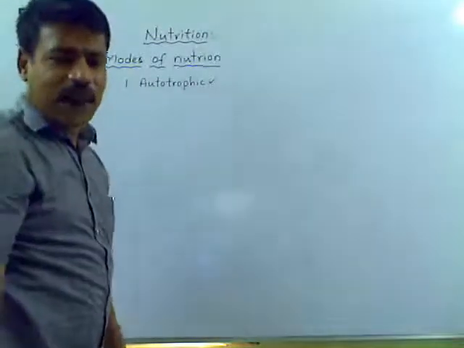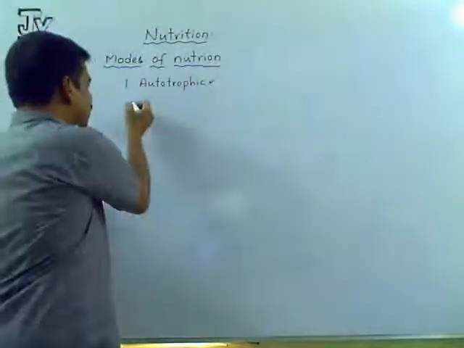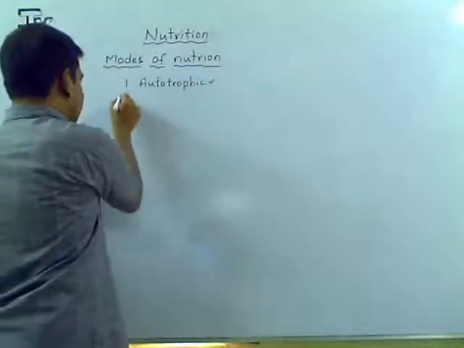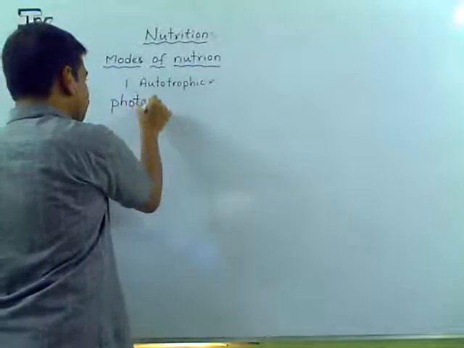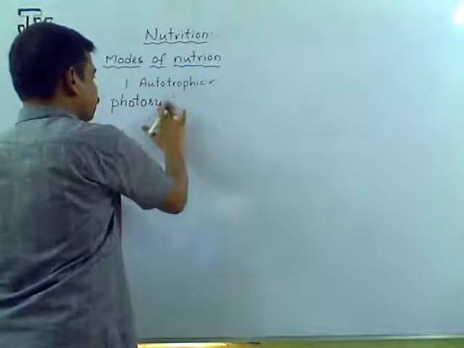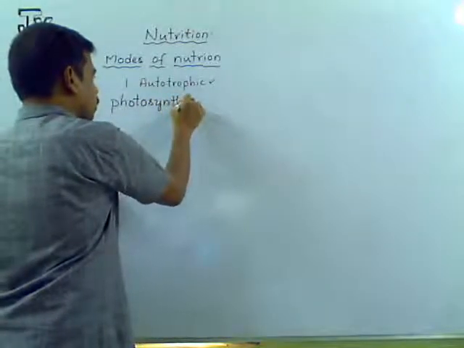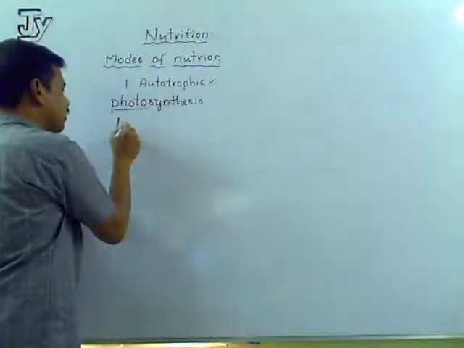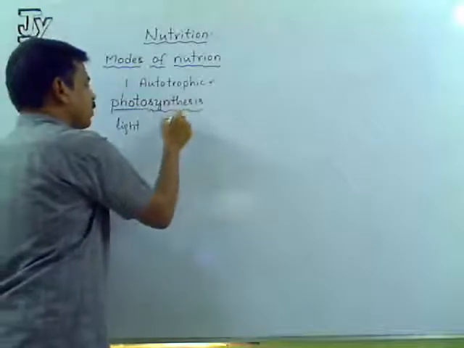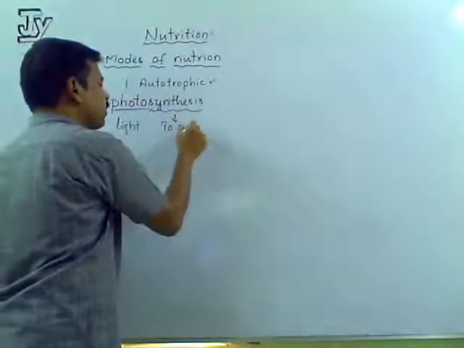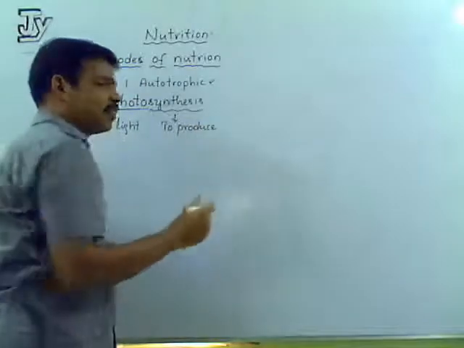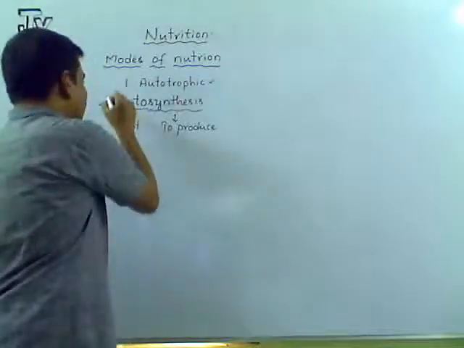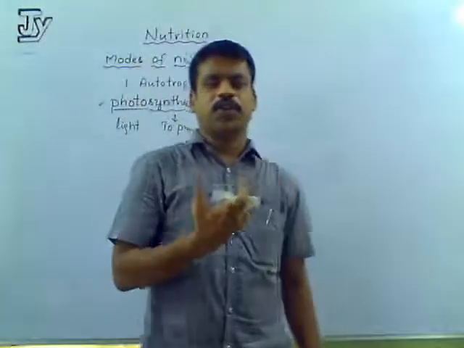All the green plants can produce their own food by the process of photosynthesis. Here photo means light and synthesis means to produce. So in the presence of light, an organism such as green plants produces its own food. Is it clear? So what are the requirements for photosynthesis?